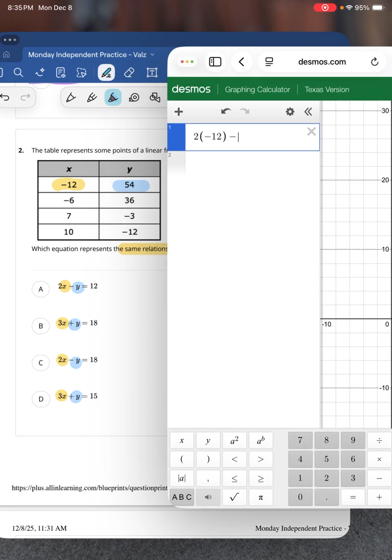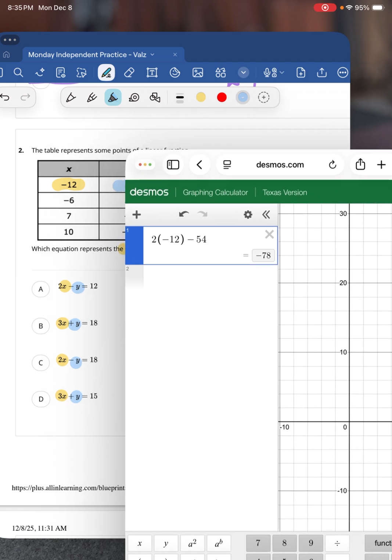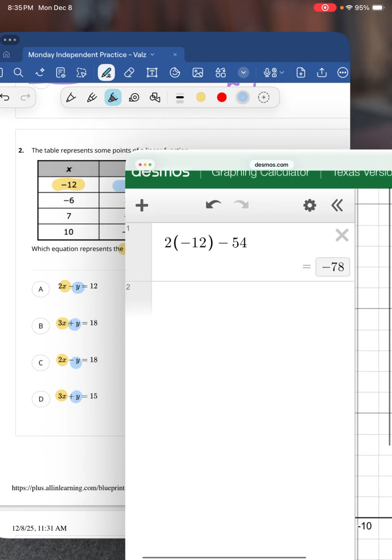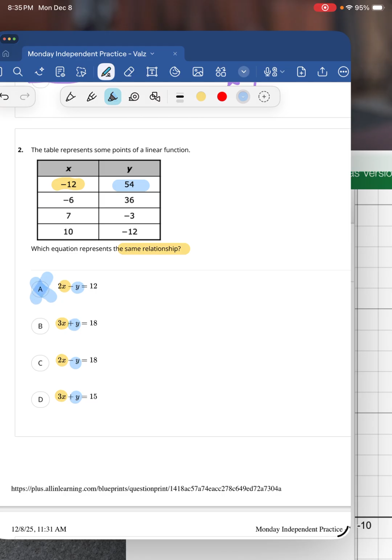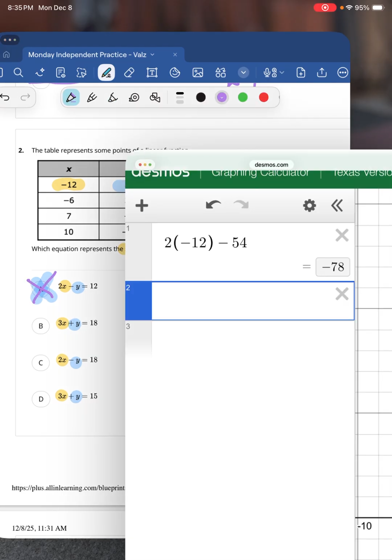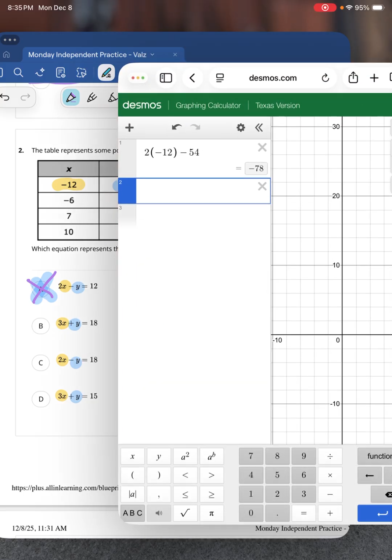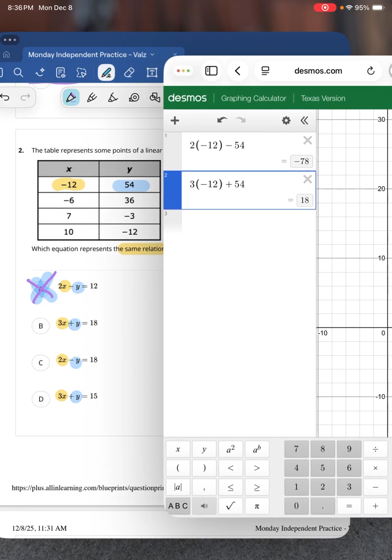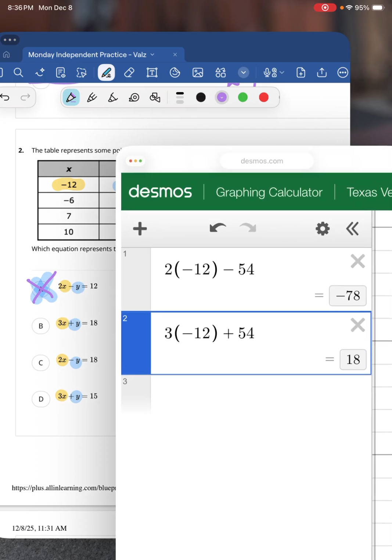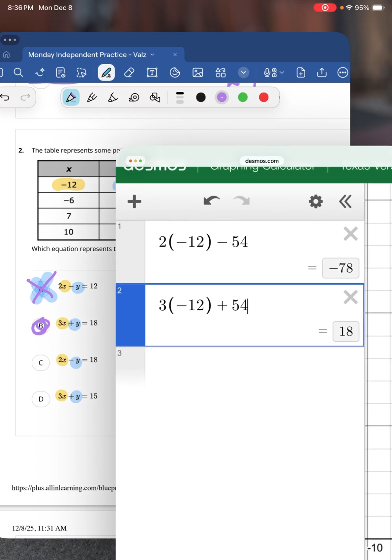-12. And then we have minus, and then that y value, which is 54. And I see that that gives me 78, which is not the same thing as 12. So I know that this one is not my answer. Okay, now I'm going to look at the next one. I have 3 times, instead of x, I'm going to plug in -12, so 3 times -12, plus, and instead of y, I'm going to plug in 54, and that gives me 18, which does match choice B.